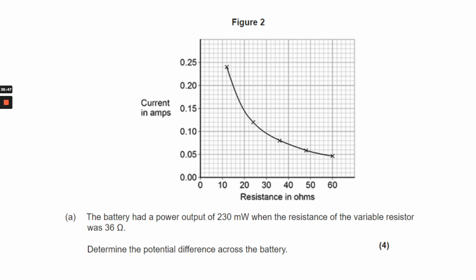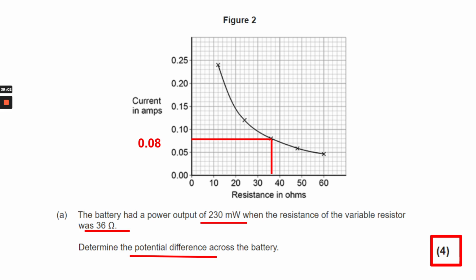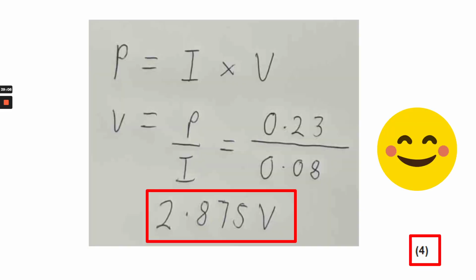Now here's another clearly inversely proportional diagram. The battery had a power output of 230 milliwatts. Seen a trick? Milliwatts. And 36 ohms. Determine the potential difference of the battery. Well, I'm going to locate 36 on my graph and I get 0.08 as my current. Then I just plug in the numbers, okay? Easy as that.